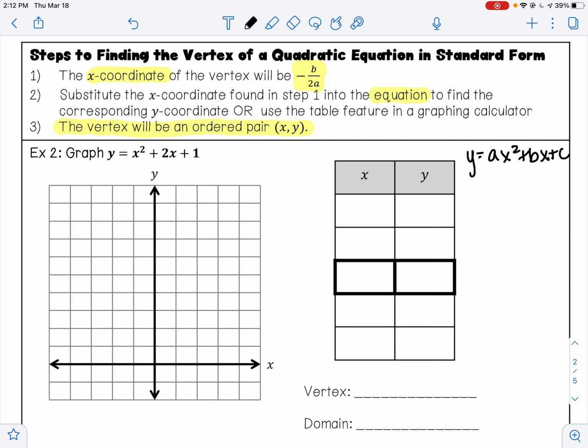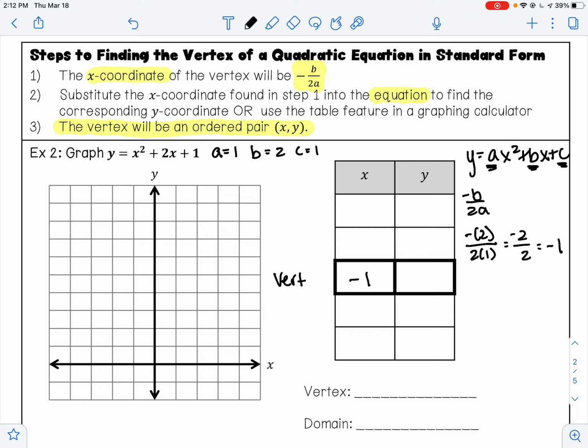So the first thing I'm going to do is identify a, b, and c for y equals x squared plus 2x plus 1. So here a is 1, b is 2, and c is 1. Once I know that, I can go ahead and do negative b over 2a. And so I'll have negative 2 over 2 times 1. Negative times 2 is negative 2. 2 times 1 is 2. Negative 2 divided by 2 is negative 1. So this is the x coordinate of my vertex.